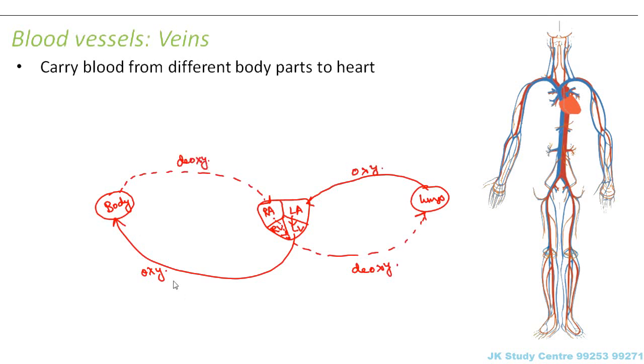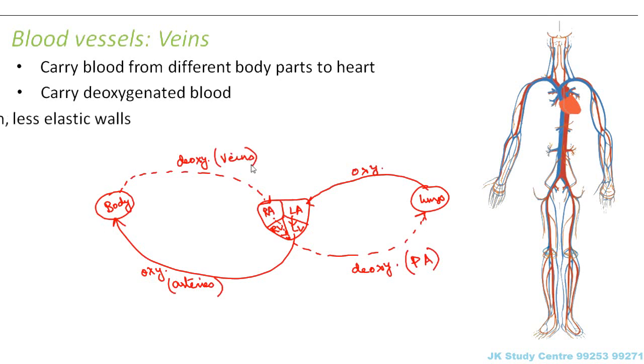So in the previous slide, we saw that this oxygenated blood from heart to body is carried by the arteries. This deoxygenated blood from heart to lungs is carried by the pulmonary artery. Now veins will carry blood from different body parts to heart. That means different body parts to heart. So this is going to carry deoxygenated blood. So these veins are going to carry deoxygenated blood. They have thin elastic walls. Why do we have thin elastic walls? Because in this case the blood is not flowing from the pump.